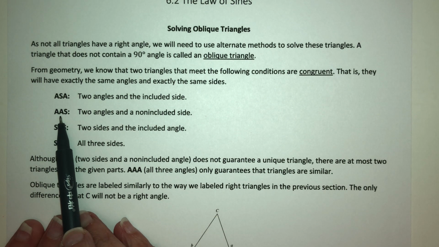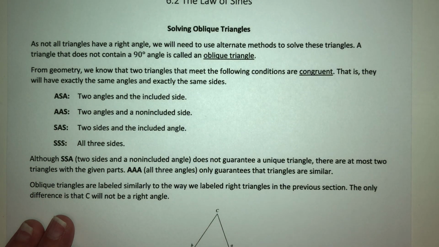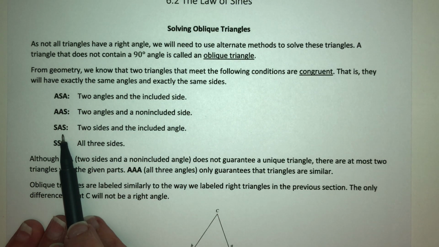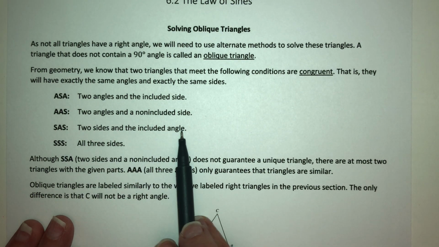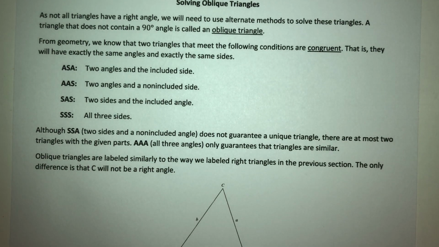AAS, two angles and a not included side. So two angles and then a side that's not between the two angles. SAS, two sides and the included angle, so two sides and the angle between them. And then SSS, all three sides. Okay, so if we have this information on two triangles, we can show that they are congruent.